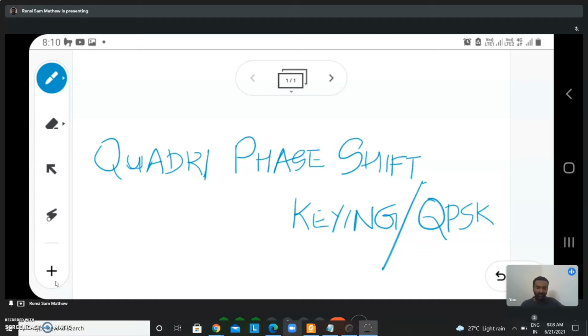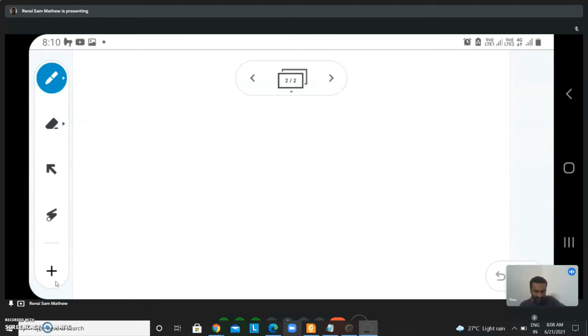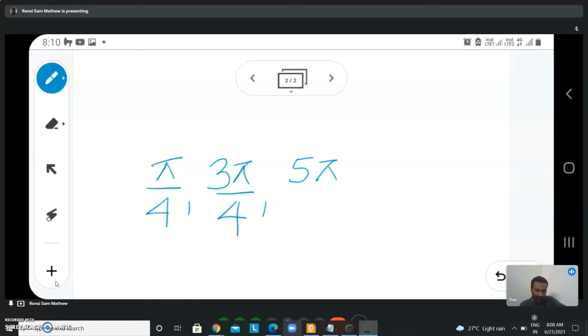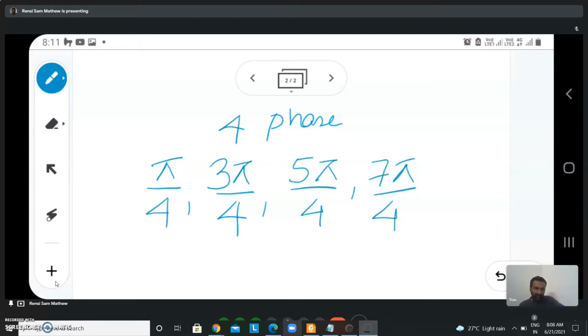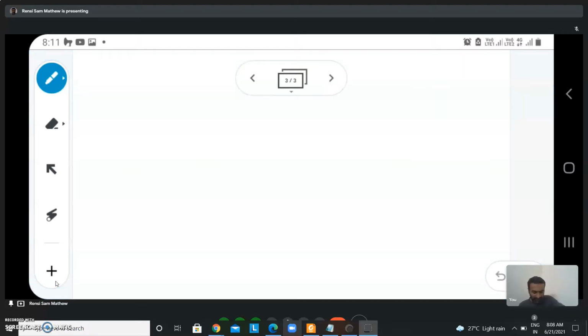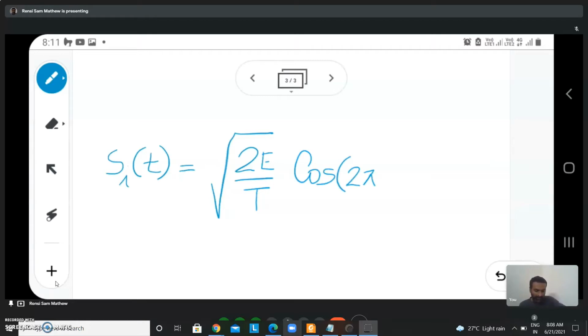They are represented by four equally spaced phase shifts: pi by 4, 3 pi by 4, 5 pi by 4, and 7 pi by 4. So four different phases we are going to use. How will we write our signal Si of t? We write Si of t equal to square root of 2E by T into cos of 2 pi fct plus (2i minus 1) into pi by 4, where i can take the values 1, 2, 3 and 4.